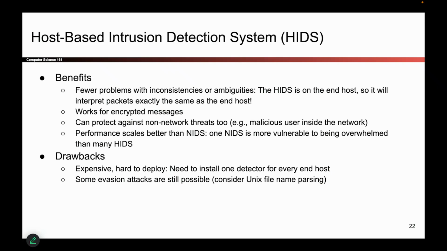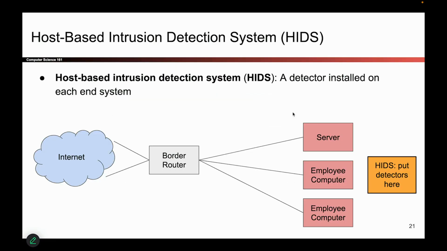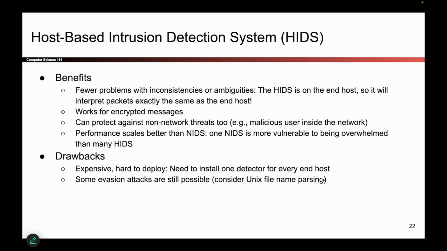Some other benefits that are different from NIDS, you can protect against non-network threats as well. So with the NIDS, you might be stuck if there are attacks within the network. If this server is malicious and tries to hack this employee computer, the border router cannot stop that. But a HIDS installed on the employee computer could possibly solve that internal attack.